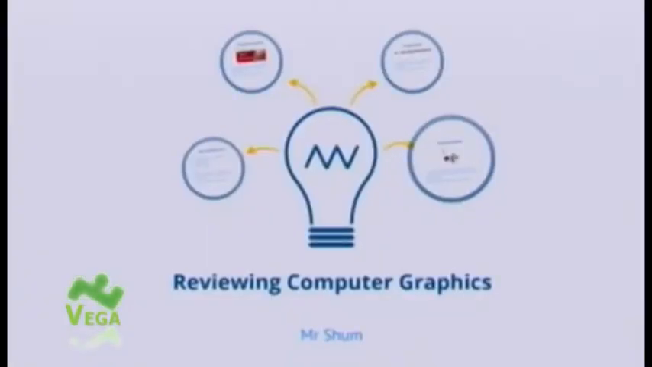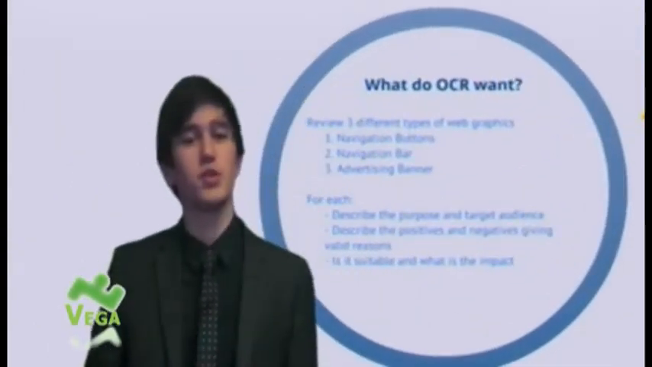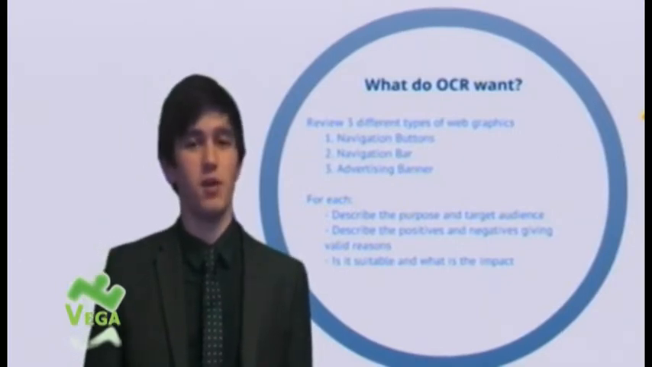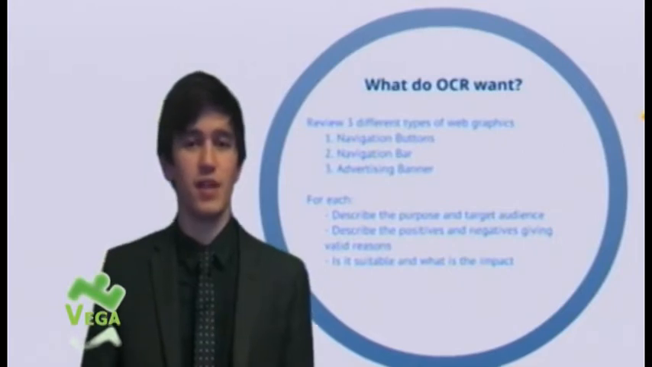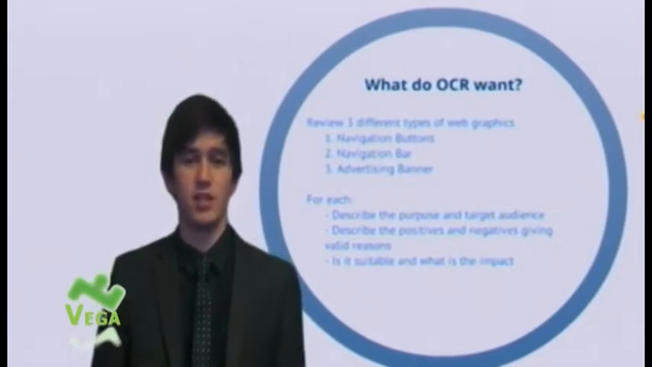I'm going to show you how to review computer graphics. Okay, so what does OCR want? They want you to review 3 different types of web graphics. These are a navigation button, a navigation bar, and an advertising banner.